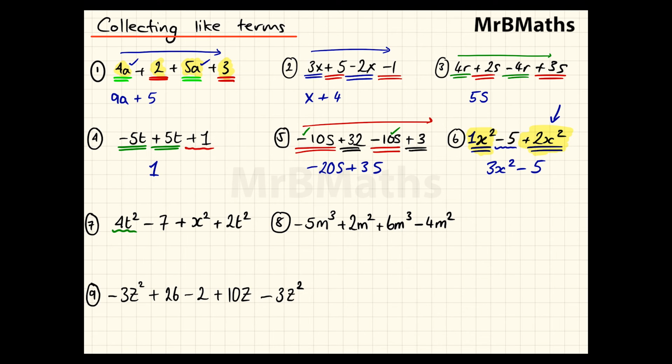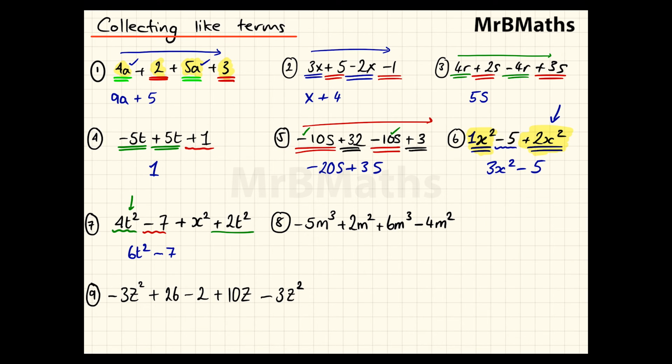Okay. Right, if I move on to question 7, I have 4t squared. So I scan the expression for other t squareds, okay, which is here. So 4t squared plus t squared will give me 6t squared. I then have minus 7. Scan the expression, minus 7 is the only number there, so minus 7.